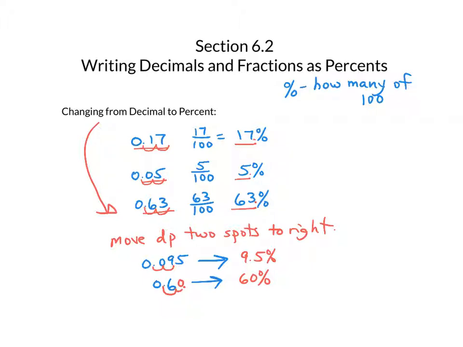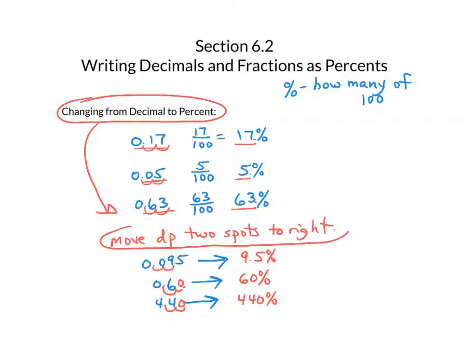Looking at one more, if I have 4.4 written as a decimal, if I wanted to change that into a percent, I'm going to have to move the decimal point 2 spots to the right. I move it 1 spot, I'm going to have to add a 0 to move it another spot. 4.4 written as a percent is 440%. Just remember, whenever you are going to change from a decimal to a percent, that you are going to move the decimal point 2 spots to the right, and you will have your answer.